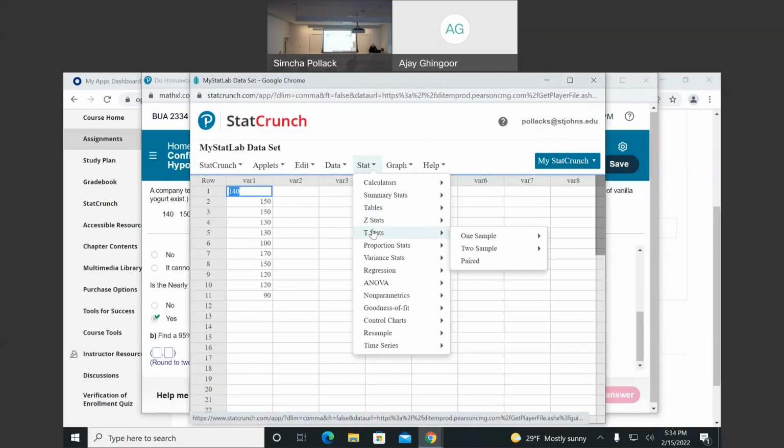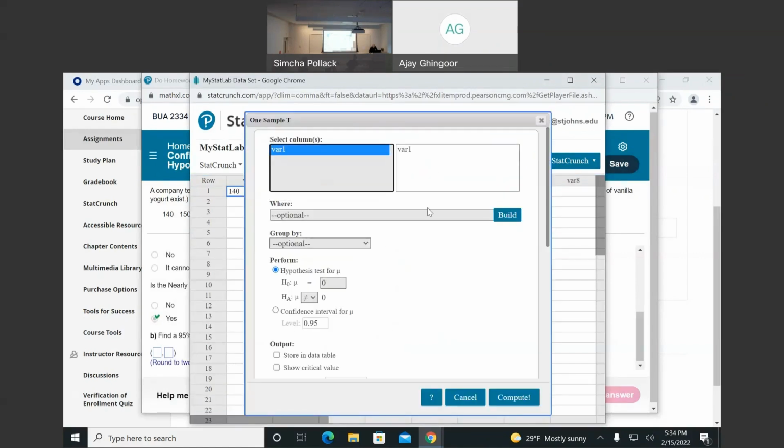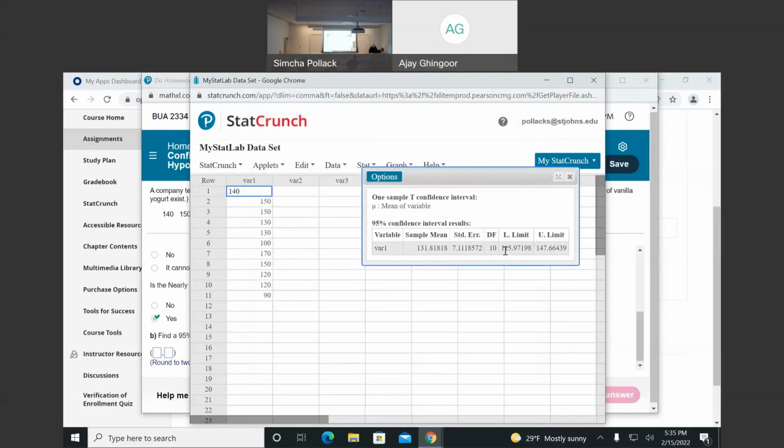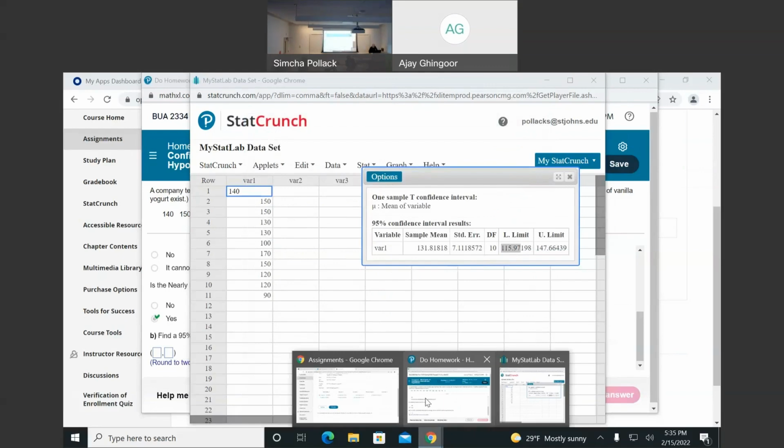When you're given the sample standard deviation, or you have to calculate it, you go to T. On the rare occasion where you're given the population standard deviation, you go to Z. So Stat, T, one sample, with raw data. You type in the column, change hypothesis testing to confidence interval. I believe they want 95%. Then you just go to compute. The answer is 115.97.